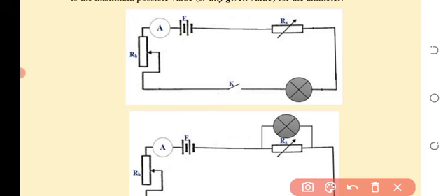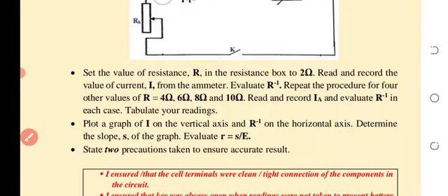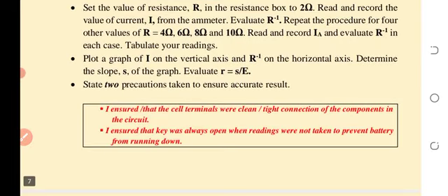And in this second one, we have our light bulb connected in parallel to our resistance box. Now we can follow this procedure and carry out this experiment. And we have two precautions for this particular experiment, which are general precautions for any electricity experiment. As you can see on the screen, I ensured that the cell terminals were clean. This is a general one, or we ensure tight connection of components. And the second one, I ensured that the key was open when readings were not taken. This is also a general precaution for electricity experiments.